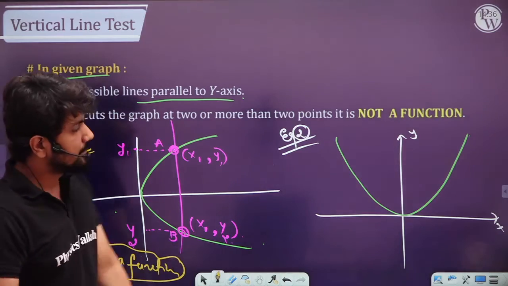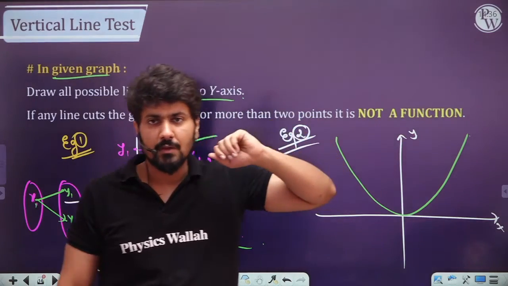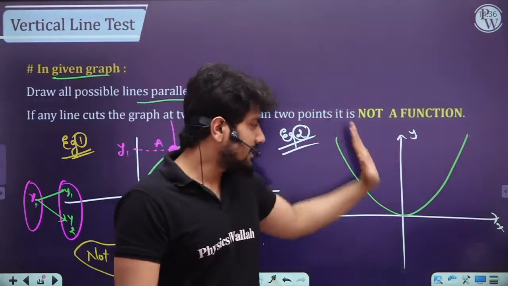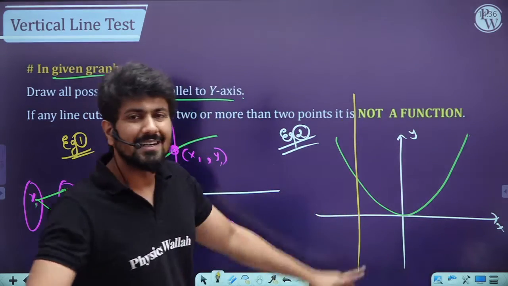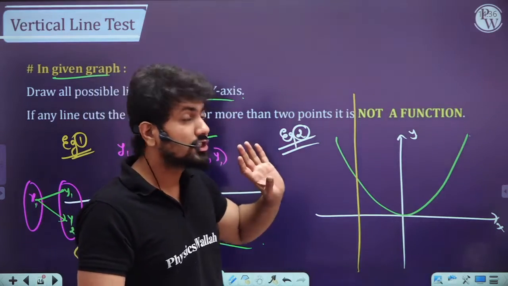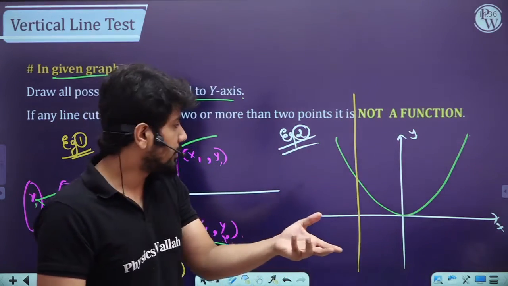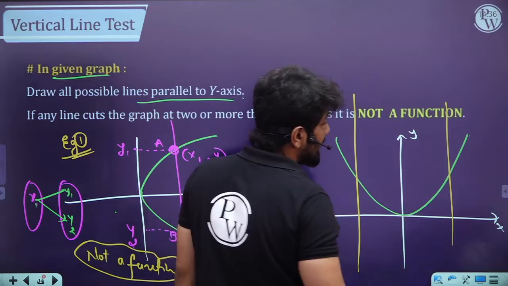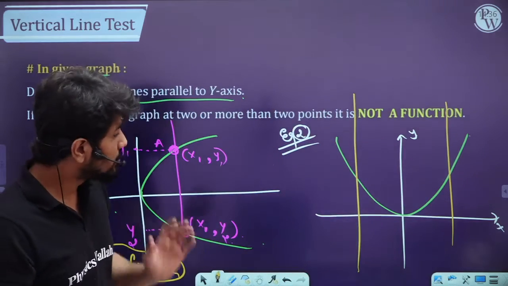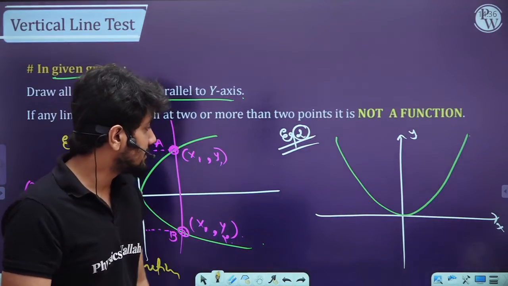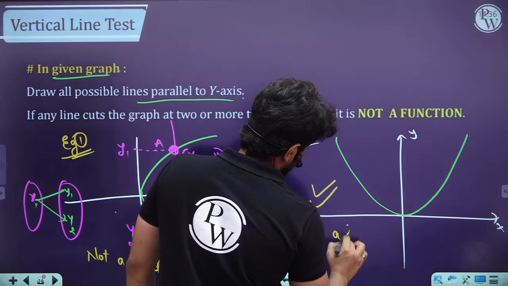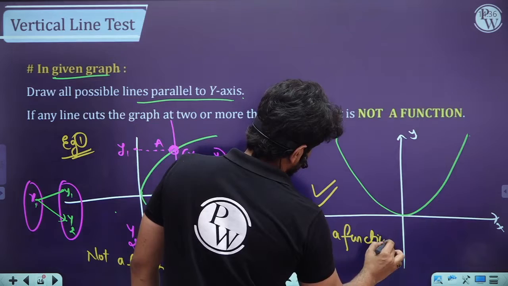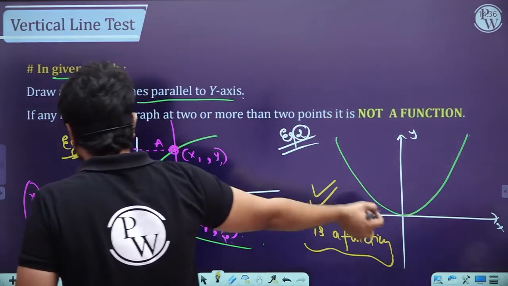This is not a function. But is this a function? Yes, because this is passing that vertical line test. Wherever I draw a vertical line, it is not cutting the graph at more than one point, right? So yes, this is a function. Okay, are we clear? This is the graph of a function. This is not the graph of a function.